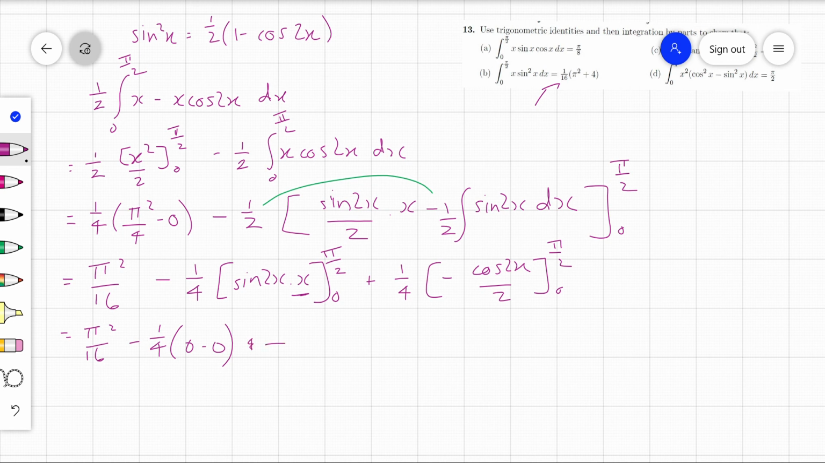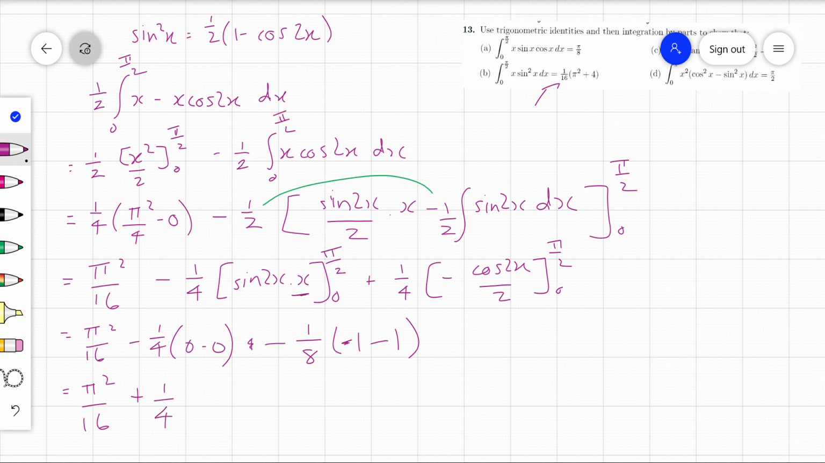Let's put the minus out the front with the 1 on 8. 4 2's are 8, and just use the cos 2x. So we're going to get cos of pi, cos of pi is negative 1, and then cos of 0, sorry, that should be a negative 1, minus cos of 0 is 1. There we go. So we're going to get pi squared on 16 there. We're going to get a 0. Minus 1 is minus 2. Minus minus is a positive. We're going to get 2 on 8, which is a quarter.